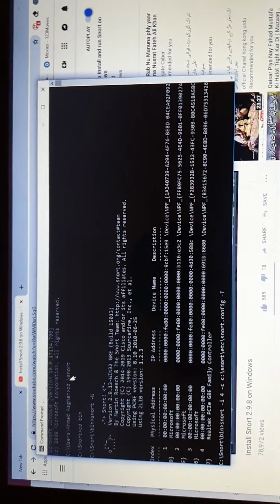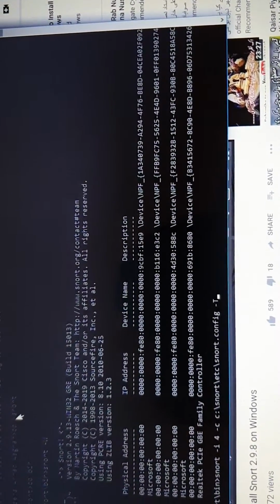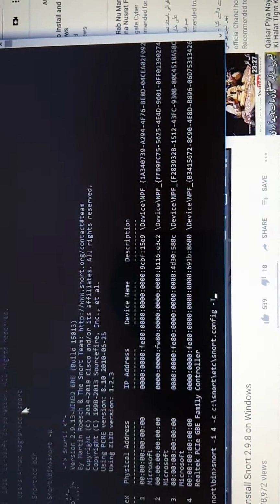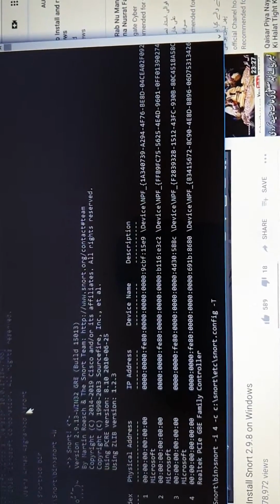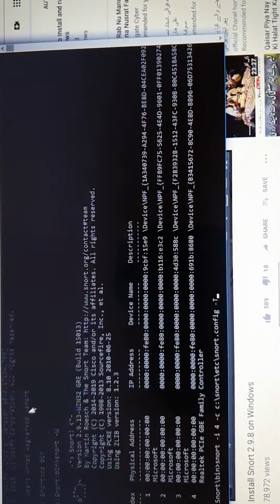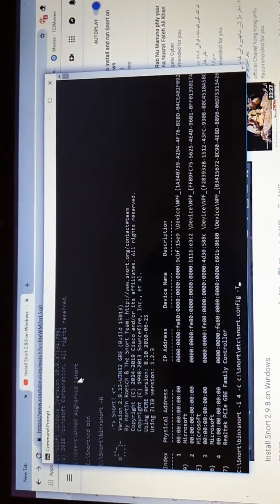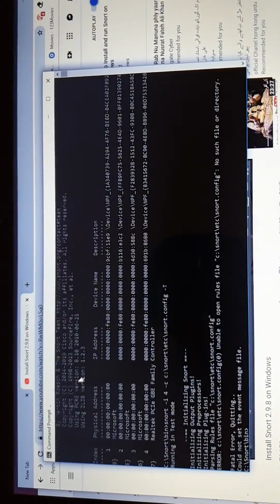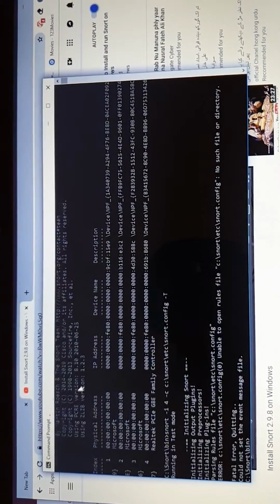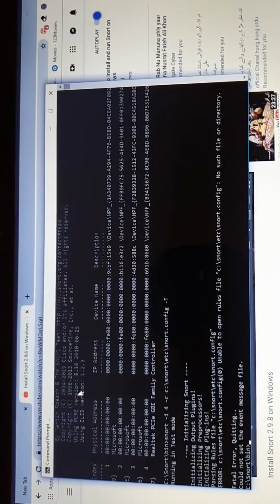First we need to validate the command, and I am typing minus i 4, because 4 is my interface, minus c is used for configuration, and minus t is for testing. Let's run this command. It will take some time, and it will load all the traffic over the internet.